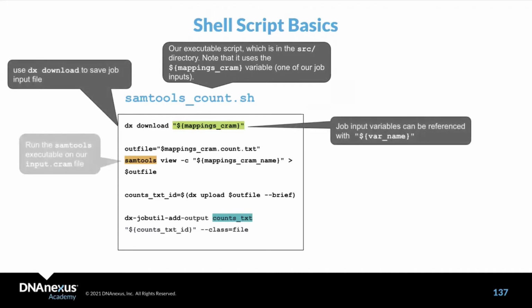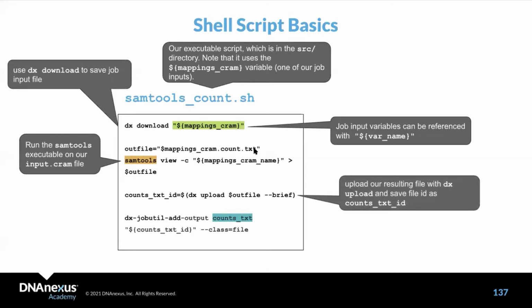Then we're actually running our command. This is the main point of our analysis. We're counting alignments here, and we're putting it into our out file, which we specified here.